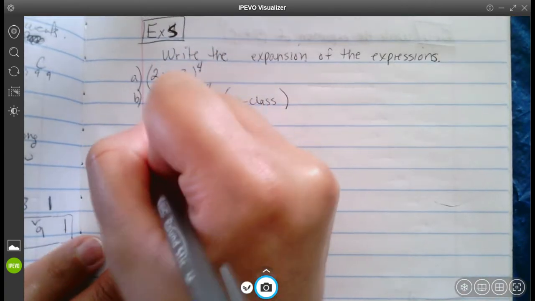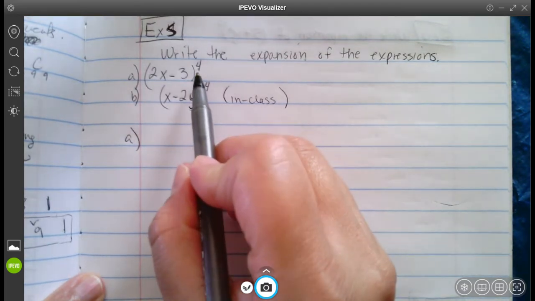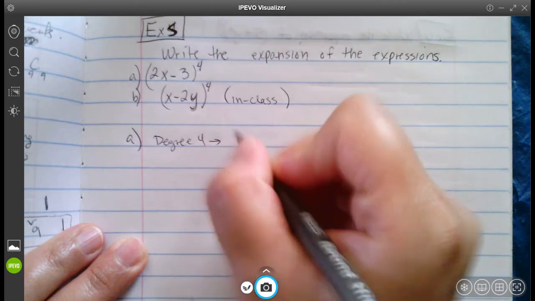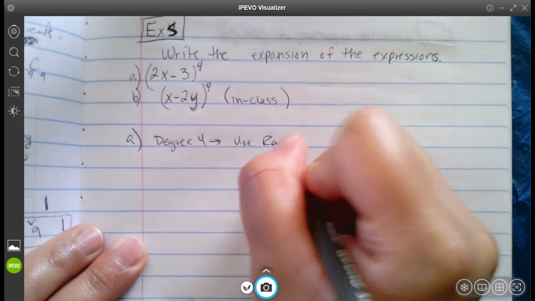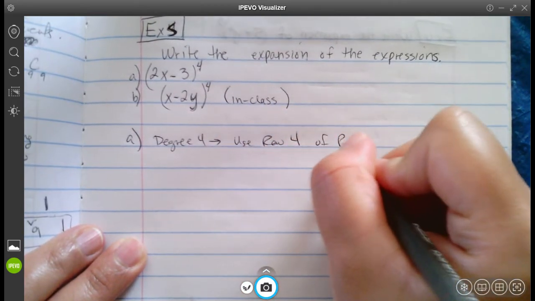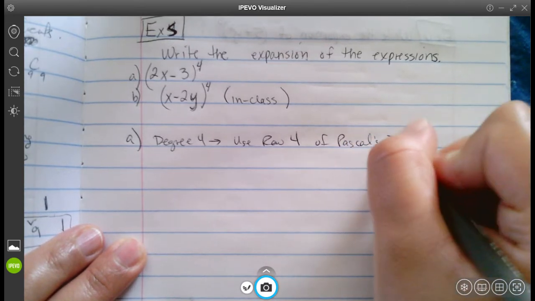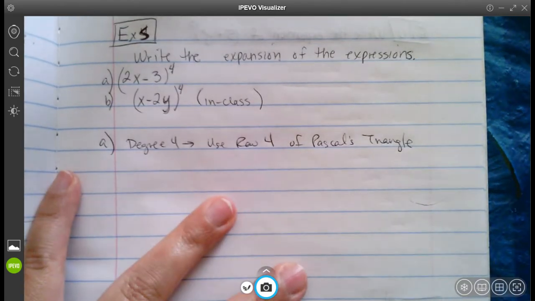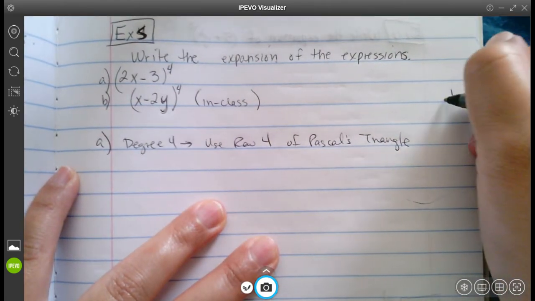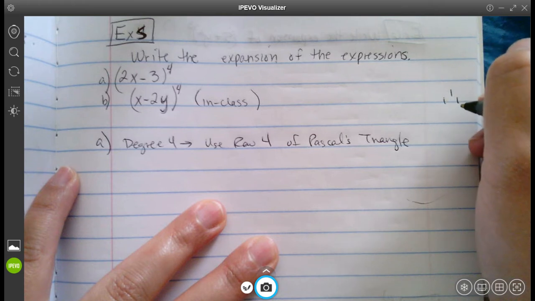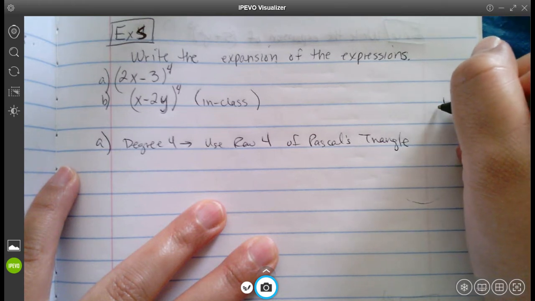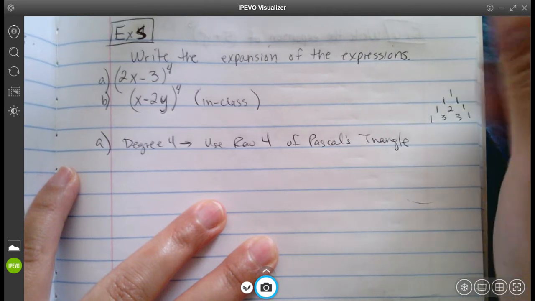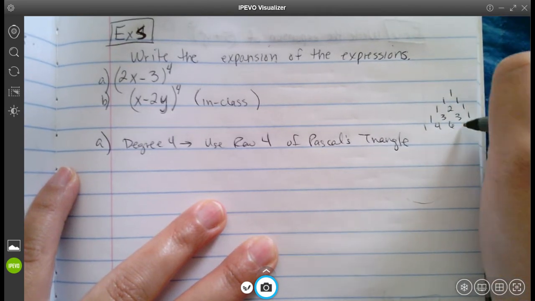Let's do letter A right here. So notice that we have a degree of 4. So since we have degree 4, we're going to use row 4 of Pascal's triangle. And just because I can, I'm gonna do a little mini one here. It's good practice. So row 0 is 1. Row 1 is 1, 1. Row 2 is gonna be 1, 2, 1. Row 3 is 1, 3, 3, 1. And row 4 is 1, 4, 6, 4, 1.